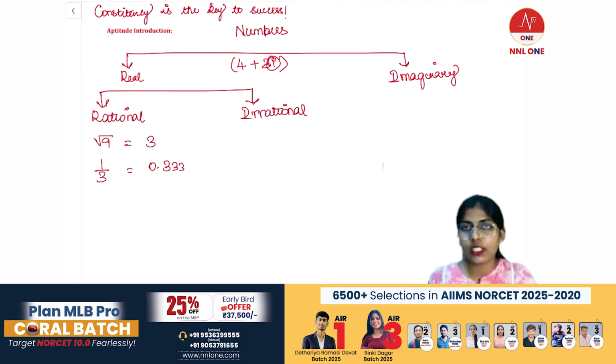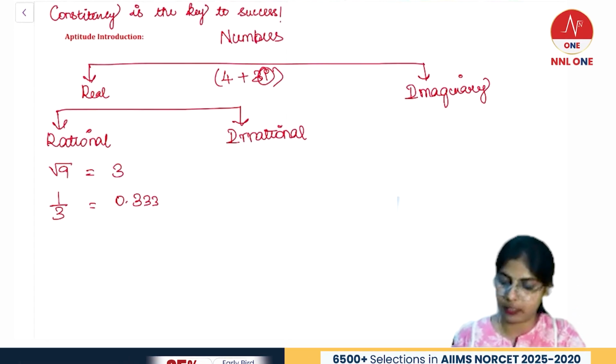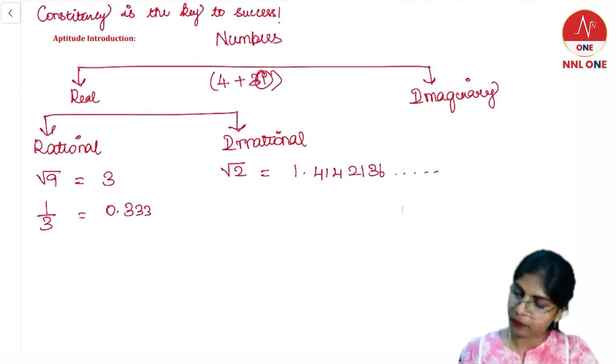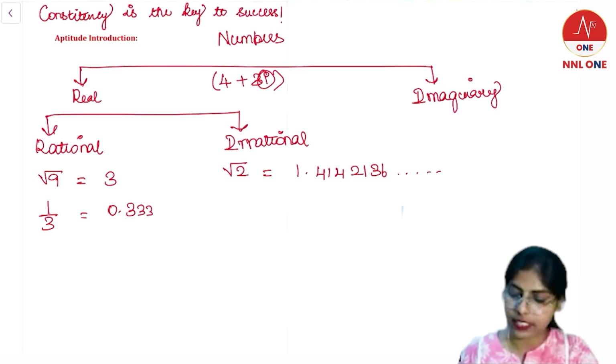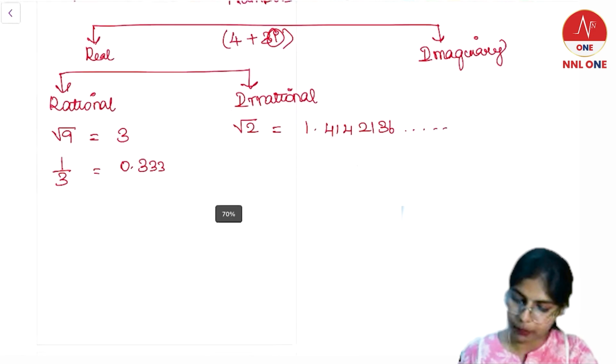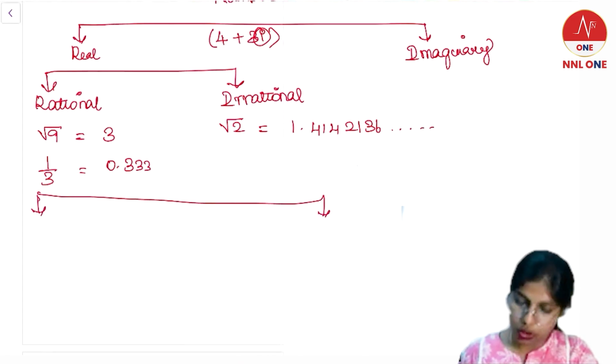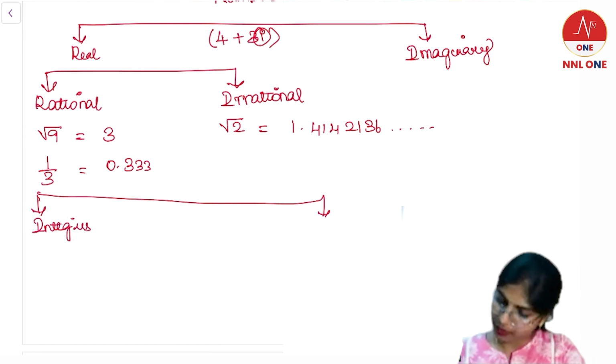Whereas irrational numbers are non-terminating and non-repeating decimals. Example, square root of 2. It is 1.4142136. So this is an example of an irrational number. Again, rational numbers are classified into two types: integers and fractions.